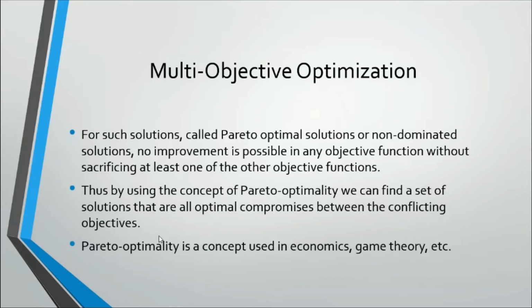So using this concept of Pareto optimality, we find a set of solutions that are all optimal compromises between the conflicting objectives. We find a set of Pareto optimal solutions, and these are the optimal compromises between the different conflicting objectives. Pareto optimality is a concept used in economics and game theory, but it is also used in optimization problems.